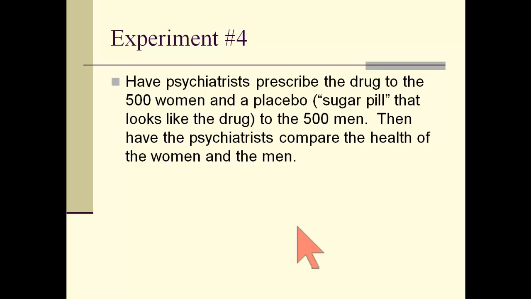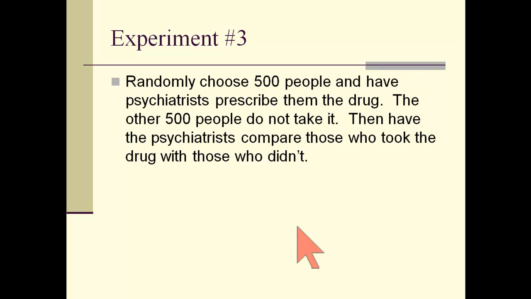You see, in the previous case, in experiment number 3, the people who took the drug obviously knew they were getting it, and the other people obviously knew they were not getting it. And so there's still this mental possibility of influencing the results. The perception of the person himself or herself may influence how he or she feels.